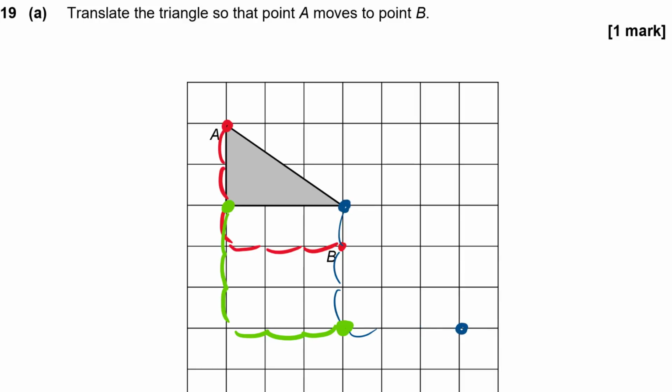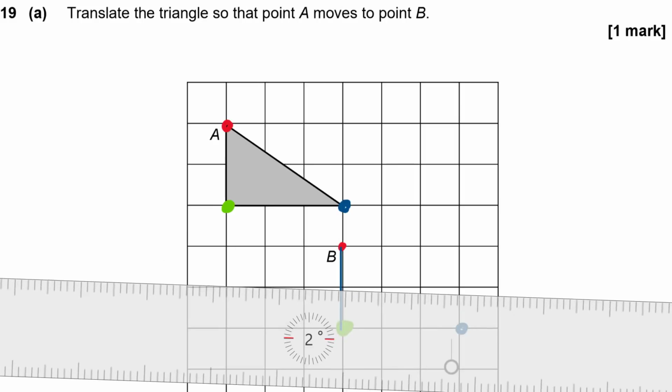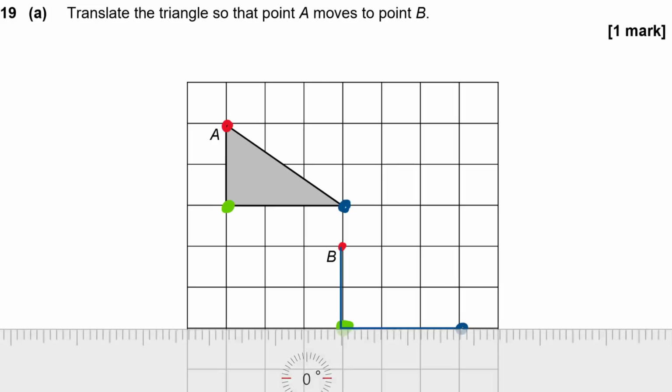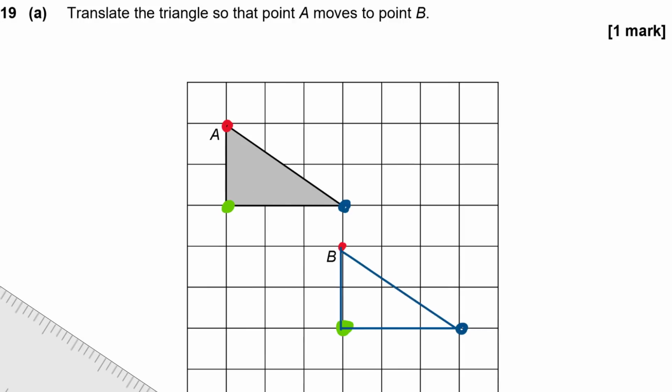Just tidy it up a little bit. Get rid of those. So you can see my 3 points end up like that. Just join them together. Okay, done.